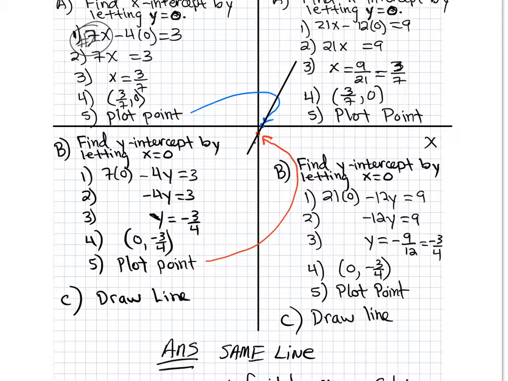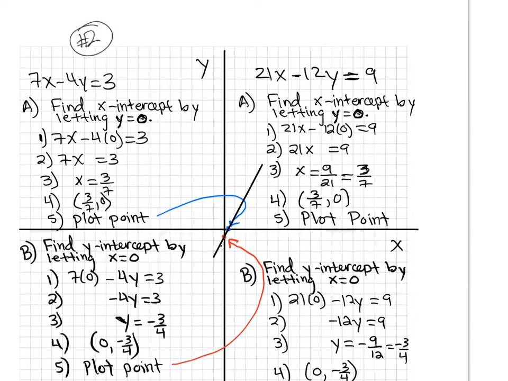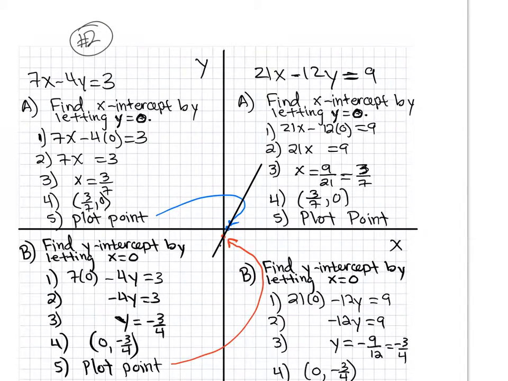The next step is step C, which is drawing the line. So I just simply draw a straight line between the blue dot and the red dot. Okay, and that forms a straight line. Okay, now we will go to the second equation and do the same thing.